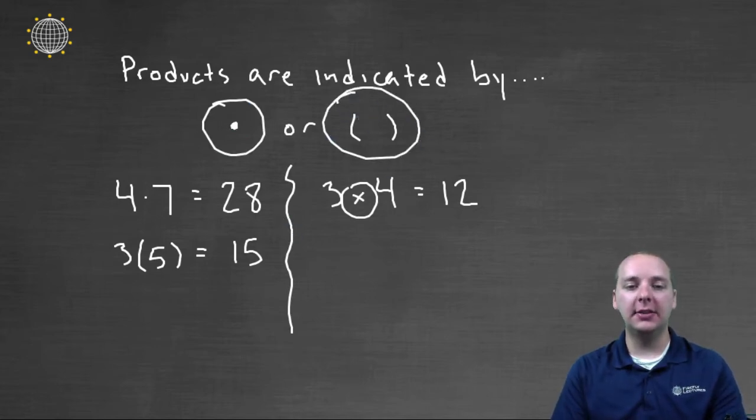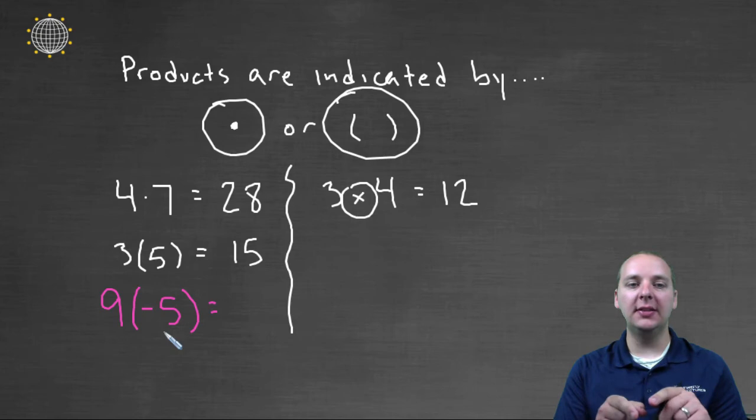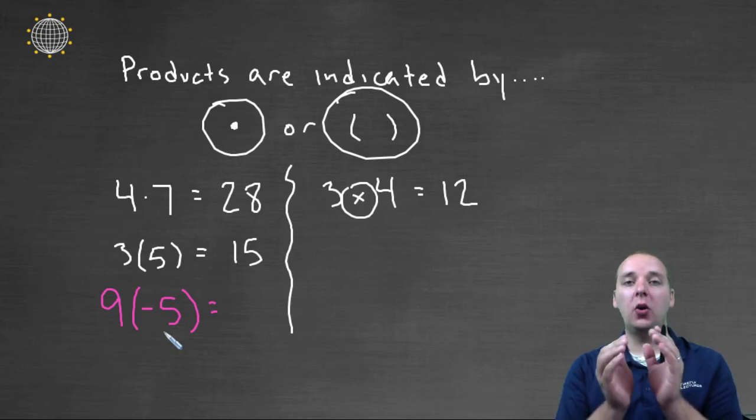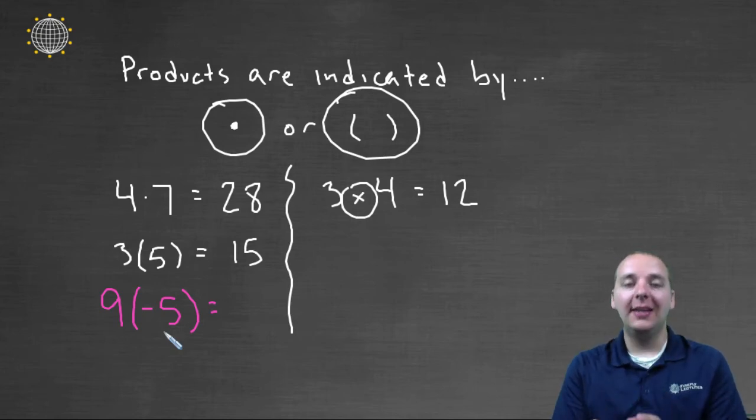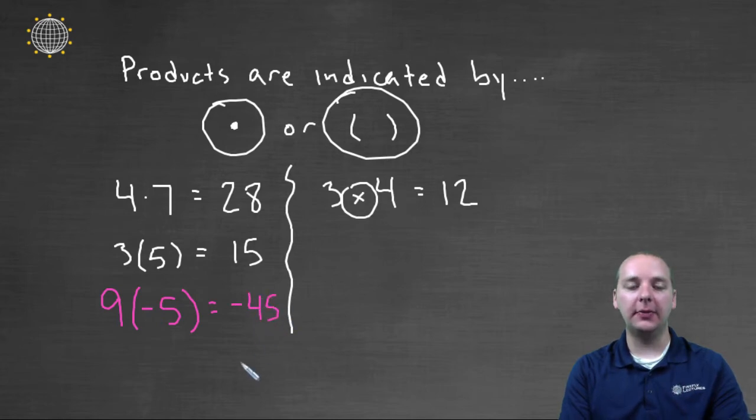Now, the last thing I'll say, this is mostly just a little word of caution here. If you had something to the effect of 9 times negative 5, with the negative 5 in parentheses, it's very tempting to read this as 9 minus 5. But because that negative 5 is in parentheses, that means it's actually the quantity negative 5 times 9. It's not subtraction, it's multiplication with a negative. So this would be negative 45.